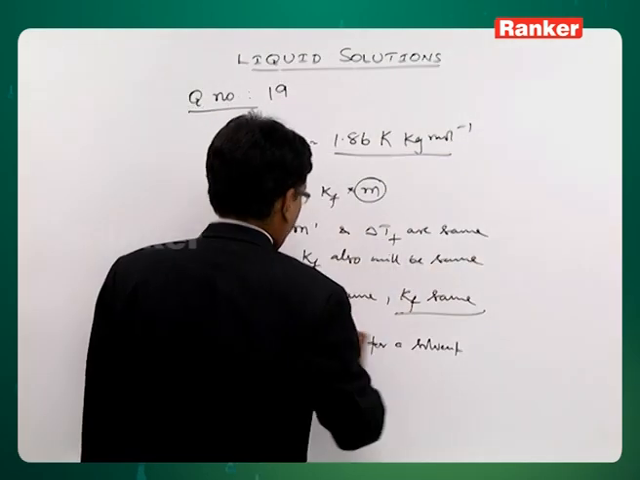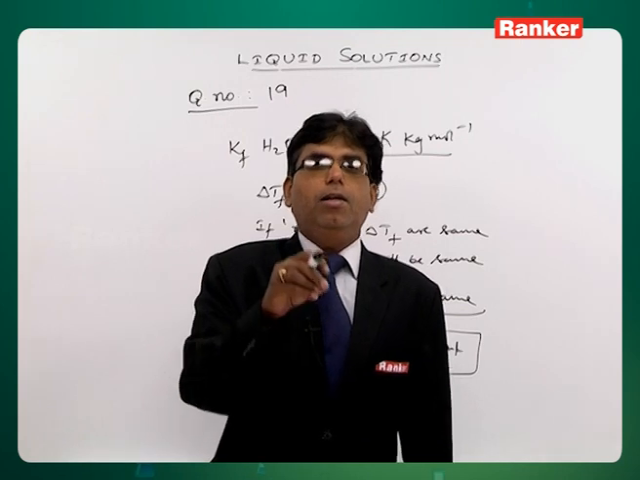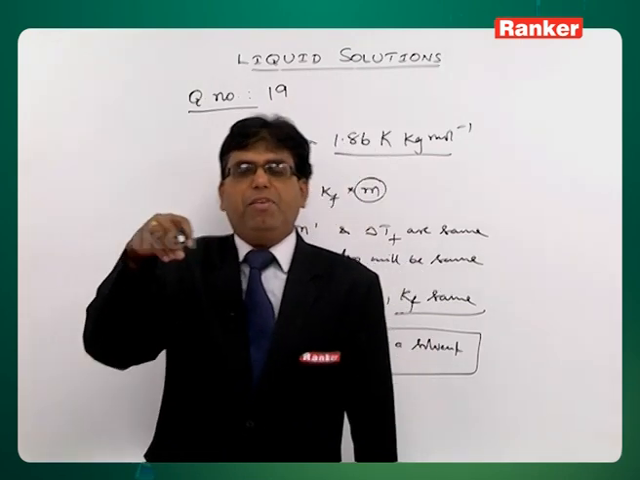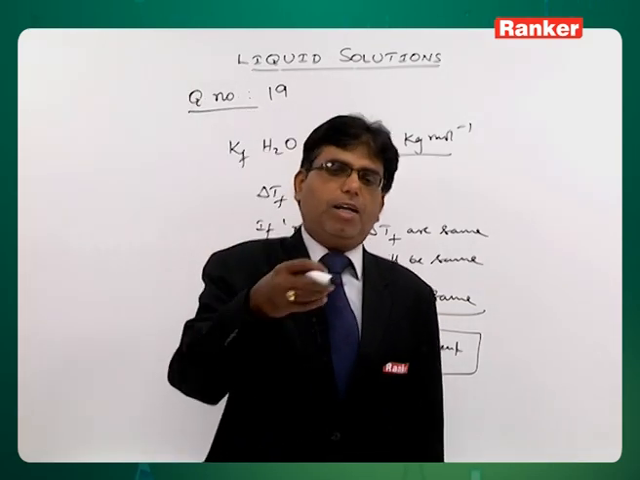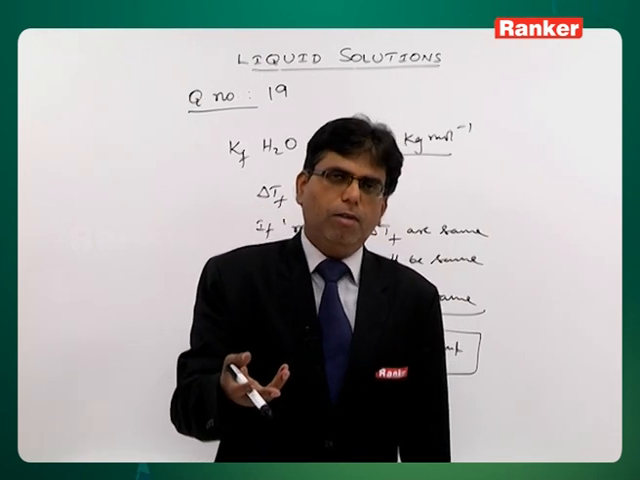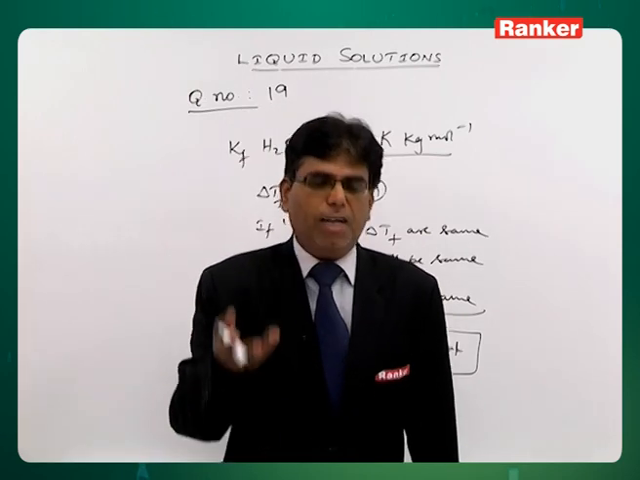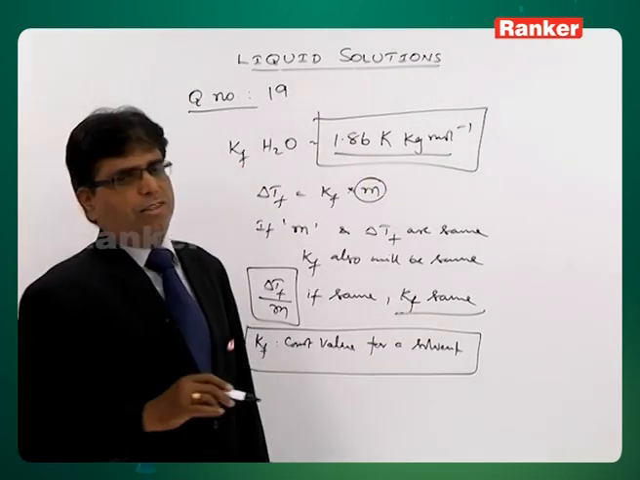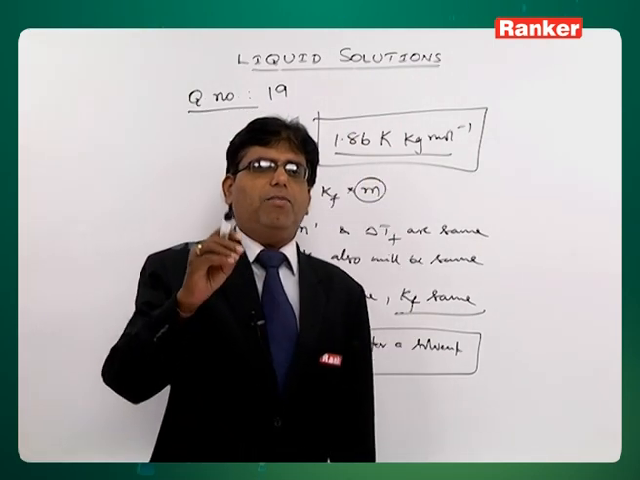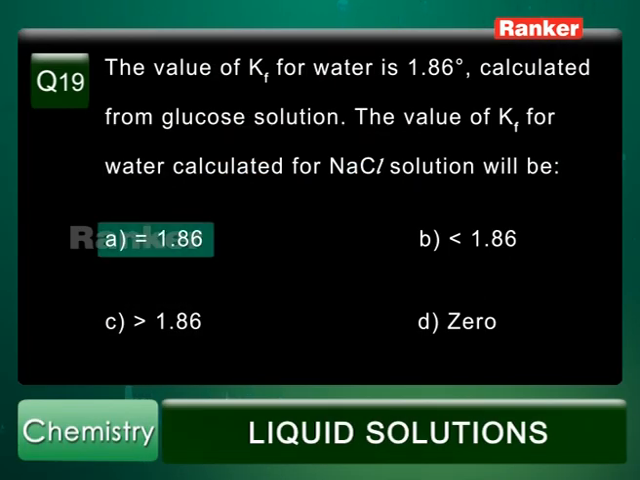It is not dependent on what solute it is. Kf is the molal depression constant of the solvent. Here what is the solvent? Either you take glucose solution or you take NaCl solution, the solvent is water only. So, Kf is a constant for the solvent, that is for water. So, whatever the solution we take, Kf will be same. So, for any solution where the solvent is water, the value of Kf is always 1.86 Kelvin kg per mole. So, the answer must be option A, 1.86 only.